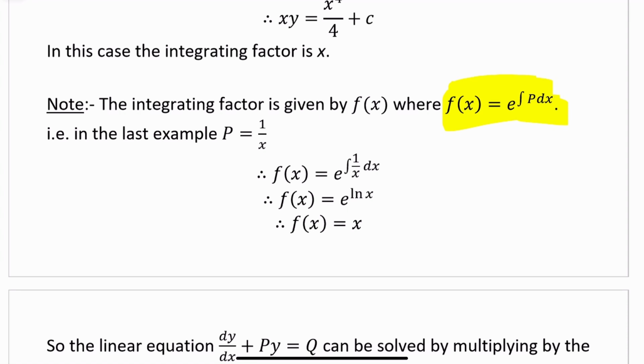And then if you do this, the integral of e to the 1 over x, that becomes integrate 1 over x with respect to x, you get ln of x. And e to the power of ln of x just gives you x. And remember, that's what we had to multiply through by to make it exact.